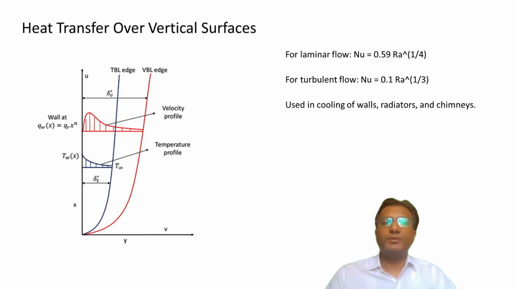Heat transfer over a vertical surface is a common scenario in natural convection, such as in radiators or building walls. The Nusselt number, which relates convective to conductive heat transfer, is correlated with the Rayleigh number, Ra. For laminar flow, the Rayleigh number is less than 10 raised to 9.